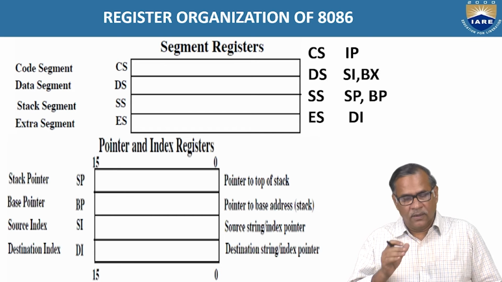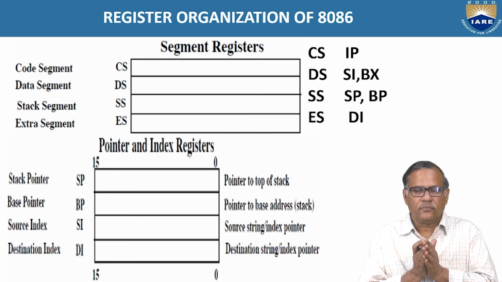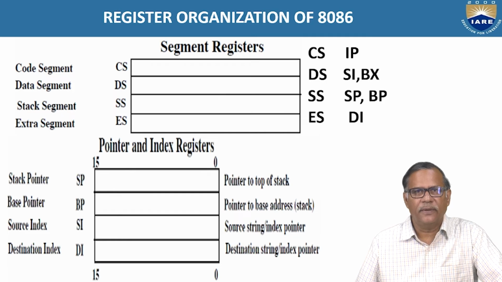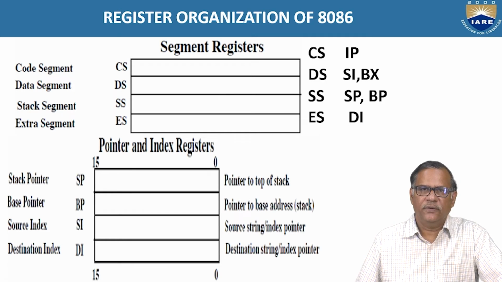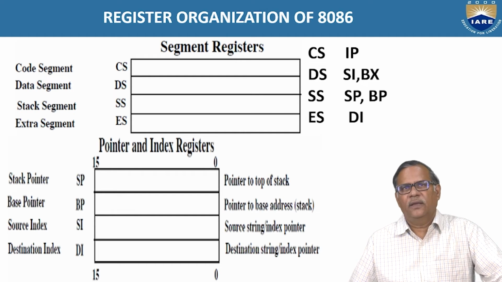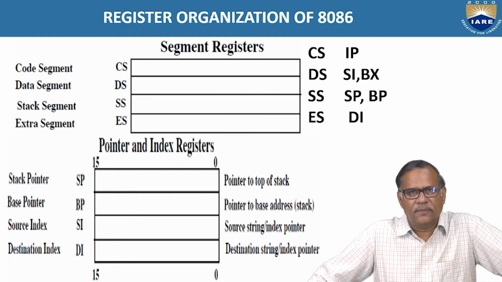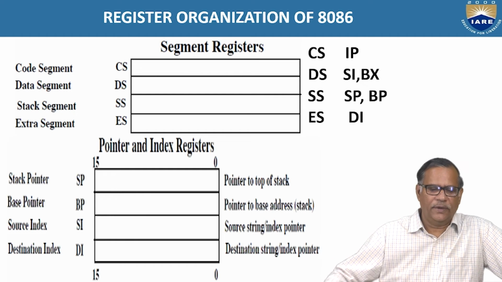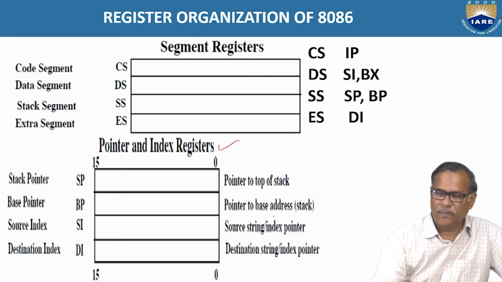Okay. So here, maximum how much memory we can have in 8086? We have discussed that there are 20 address lines, so we can interface 1 megabyte of memory using 8086. So the base address is stored in the segment registers. The segment registers are code segment, data segment, stack segment, and extra segment. And the offset address is stored in the pointer or index registers.